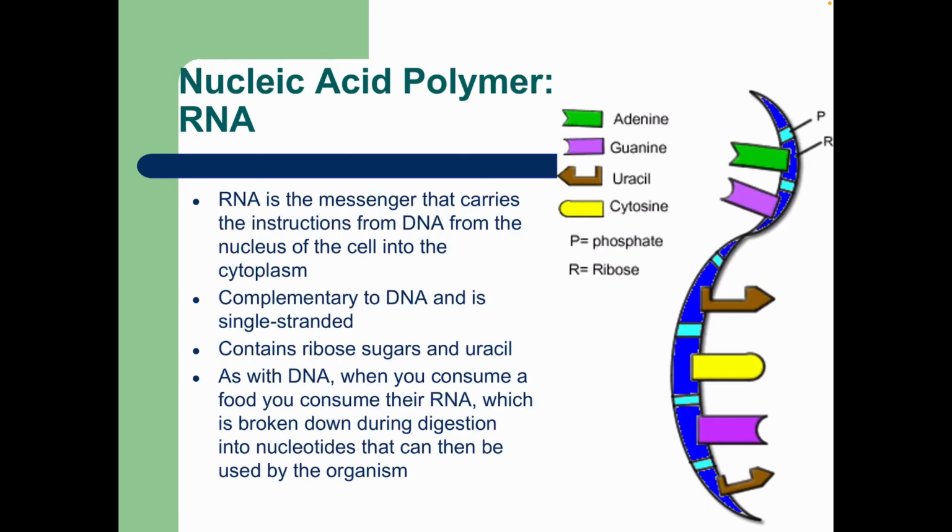So RNA. RNA is the messenger that carries the instructions from DNA from the nucleus of the cell into the cytoplasm. It is single-stranded. It contains ribose sugars and uracil, as we mentioned. Here's our uracil. As with DNA, when you consume a food, you consume its RNA, which is broken down during digestion into nucleotides that can then be used by the organism.